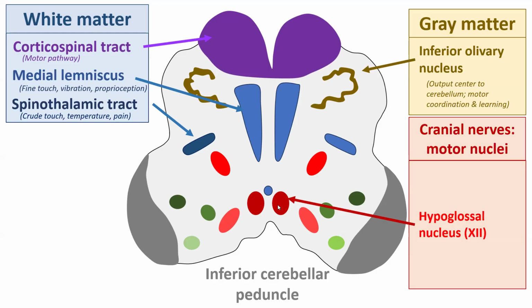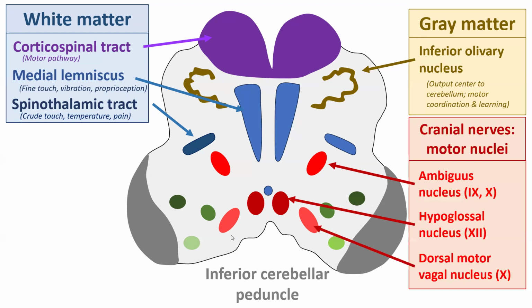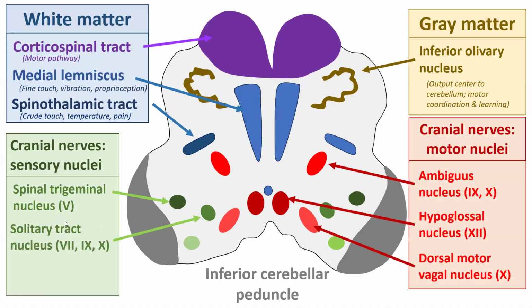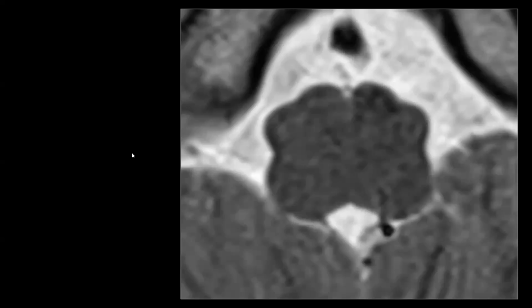When it comes to the cranial nerves, we have the motor nuclei of the hypoglossal nerve located completely medially or paramedially. We have the ambiguous nucleus for the innervation of the throat, pharynx, and larynx. And we have the dorsal motor vagal nucleus, which is responsible for the autonomic innervation of thoraco-abdominal viscera. And then we have sensory nuclei, the spinal trigeminal nucleus, omnipresent, the solitary tract nucleus, a very important autonomic sensory nucleus, and the inferior vestibular nucleus. And let's not forget the inferior cerebellar peduncles.